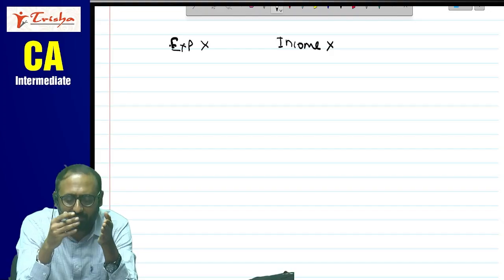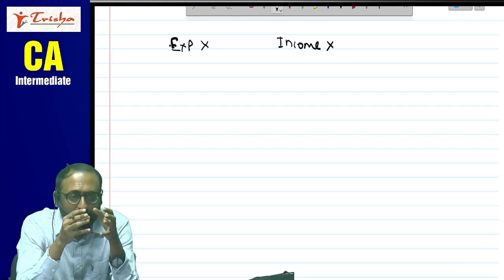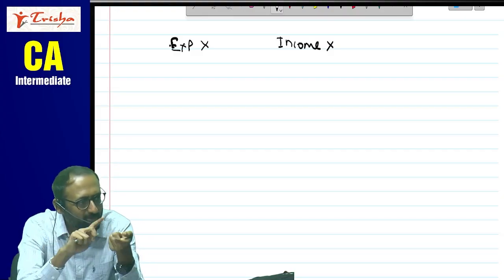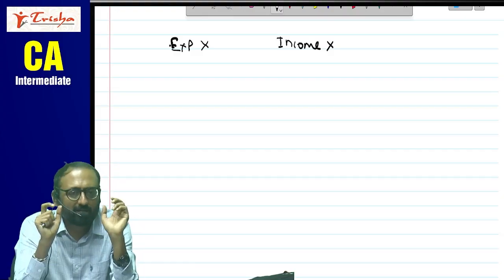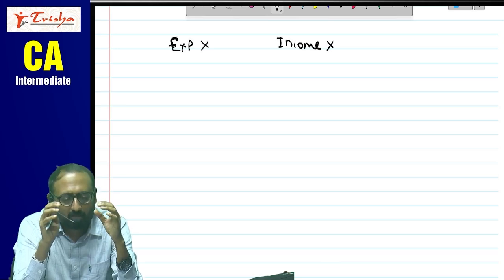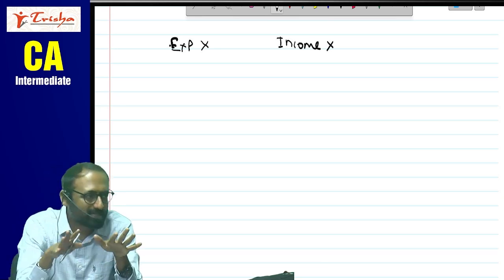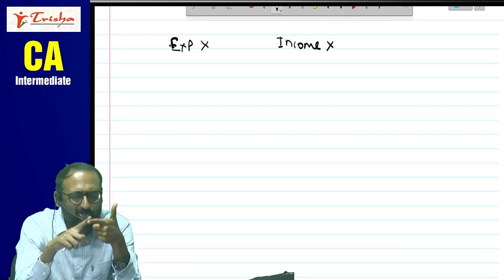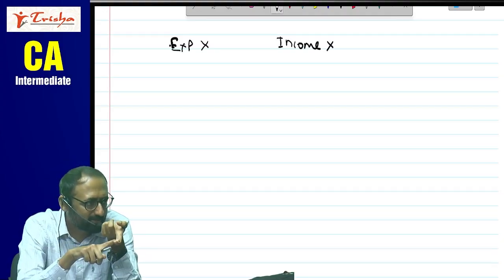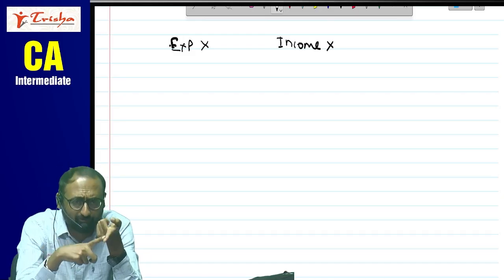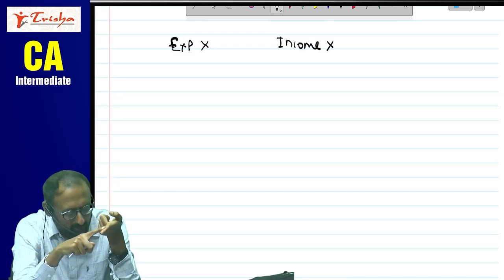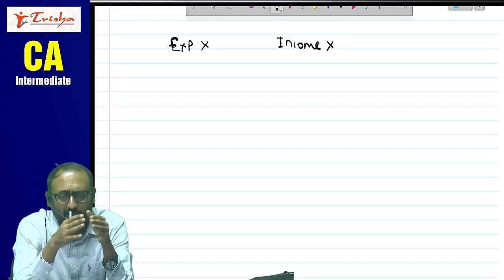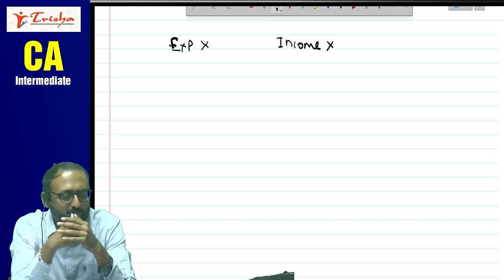Next, the depreciation method can be different. Suppose in finance you follow the WDV method, and in costing you follow the straight line method. Because of both methods, there will be a difference in depreciation. Next, because of opening stock and closing stock, a difference is possible. Generally in finance, stock is valued at cost or realizable value, whichever is lower. But under costing, you may follow FIFO, LIFO, weighted average, or simple average method. So because of that, there will be a difference in cost profit and financial profit.